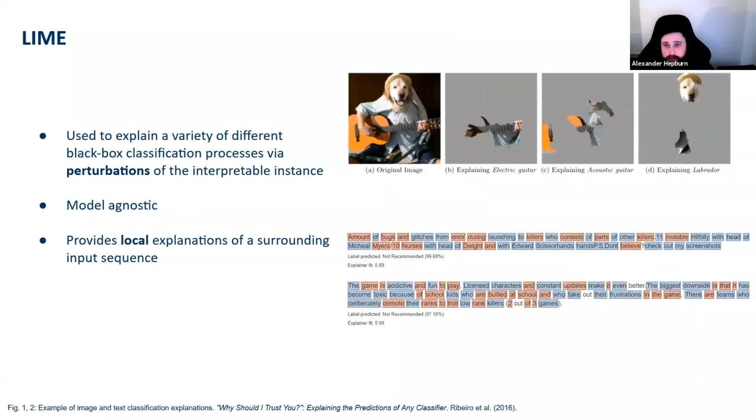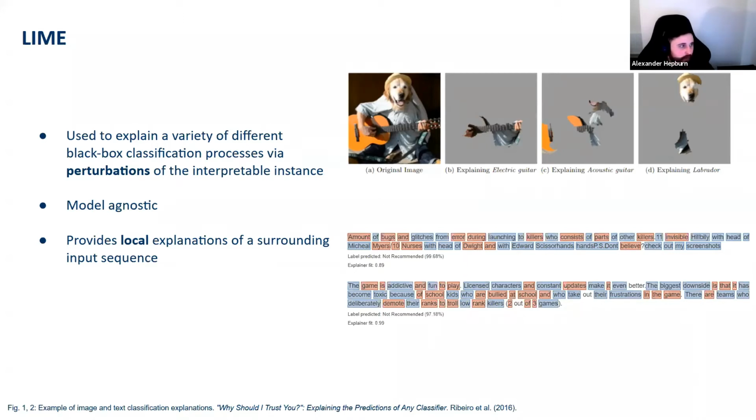So LIME stands for Local Interpretable Model-Agnostic Explanations, and is an algorithm which can be used to explain a variety of different classification processes. As the name suggests, it's model agnostic and therefore widely used in interpretability research all across the board. It only really relies on some sort of NumPy input sequence and then a predictive function at the other end that outputs some sort of probabilities for its functionality.